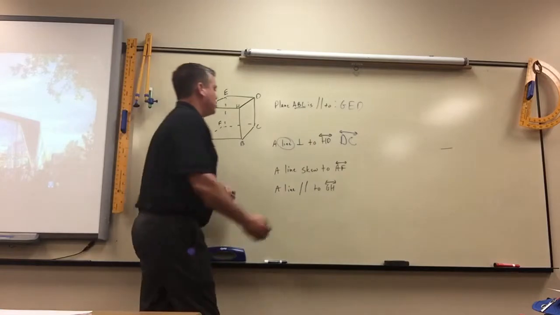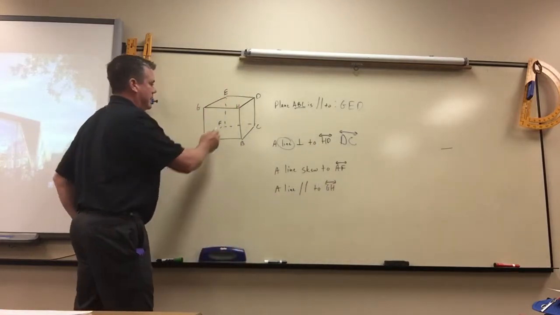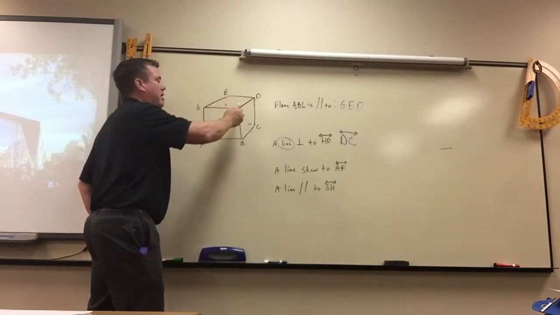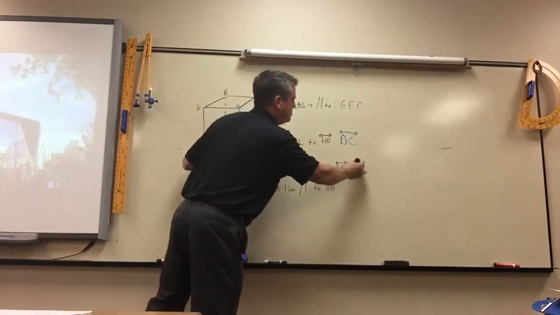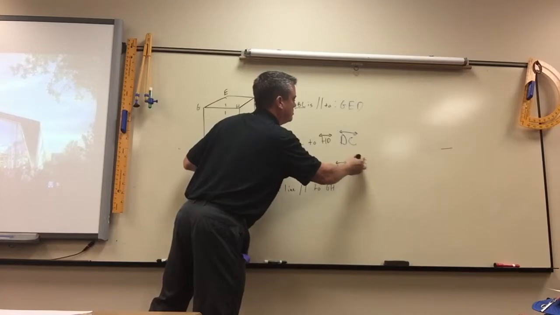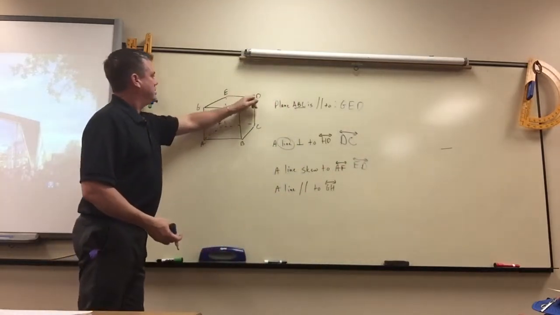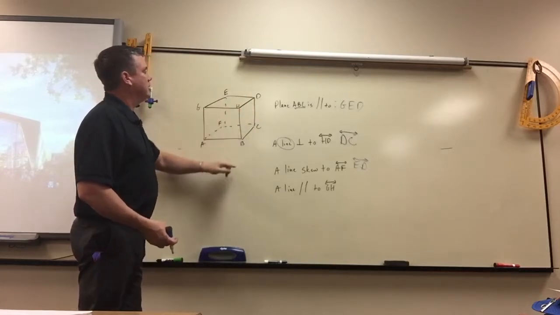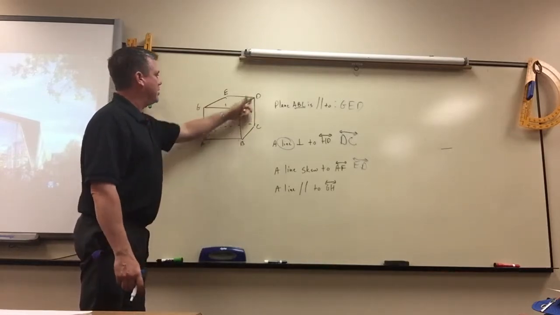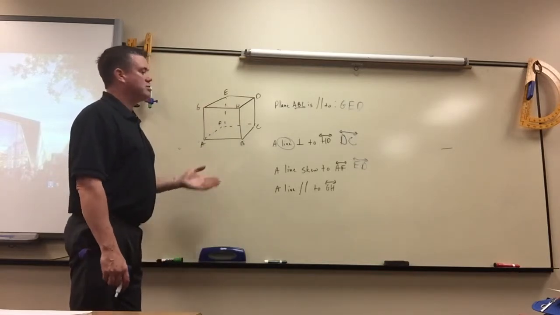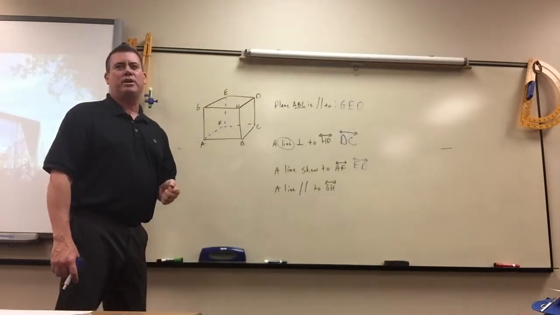A line skew to AF. Here's AF, which one? ED. Yep. For HD, you could just pick HB. Not perpendicular or not parallel. Yeah, there's 4 answers. You can pick that one, or these 2. Oh, and not intersect. So yeah, skew means they're not parallel, but they don't intersect.